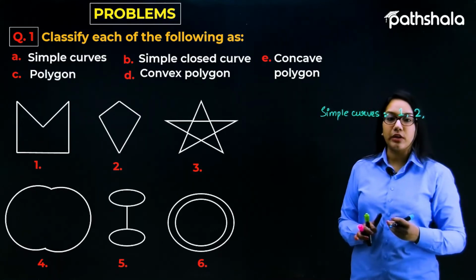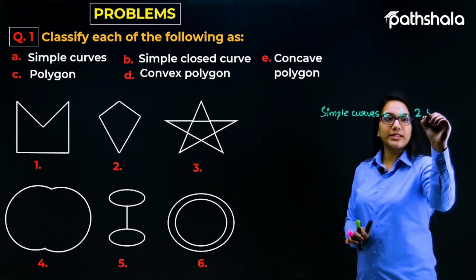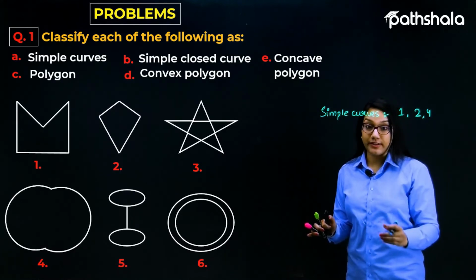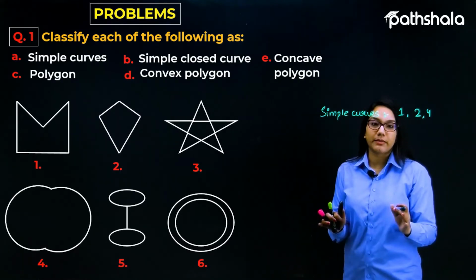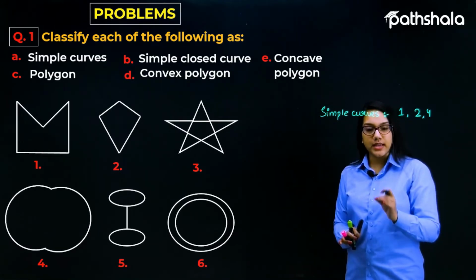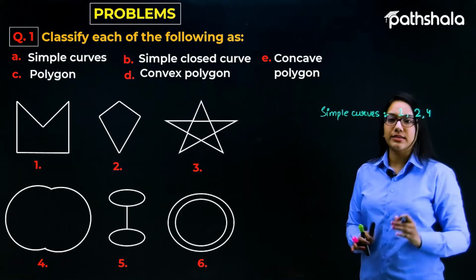Third is not a simple curve because it is crossing itself. Fourth one is a simple curve. Fifth one is obviously not a simple curve because it is crossing itself. And again, the sixth one is not a simple curve as we have 2 circles over here which are concentric. So hence 6 is again not a simple curve. So only 1, 2 and 4 are the simple curves.